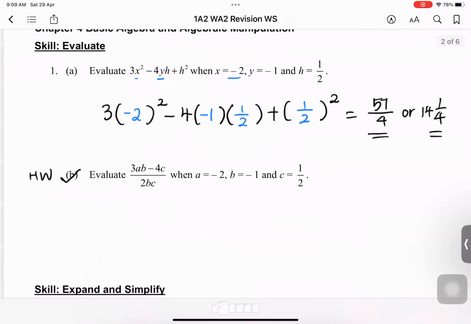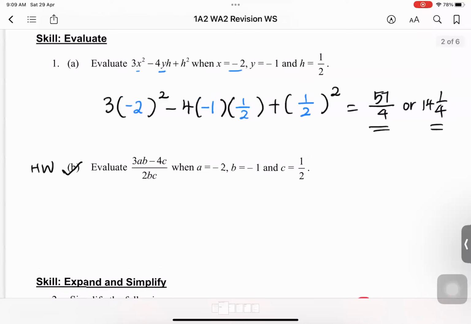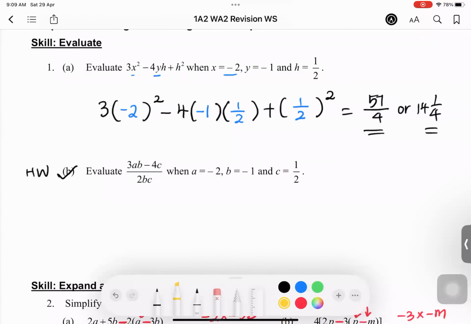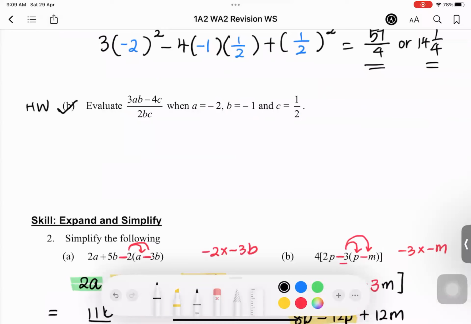Have you tried our homework questions? Okay, this question here is to evaluate. So when you see such kind of question, you must plug in the numbers. To be extra cautious, we always put brackets accordingly. 3 times A times B minus 4 times C over 2BC.